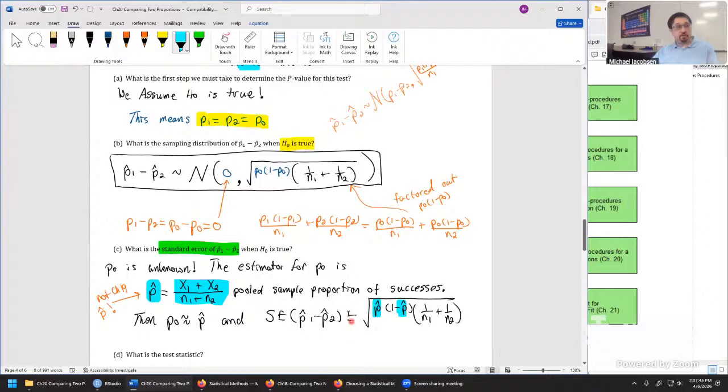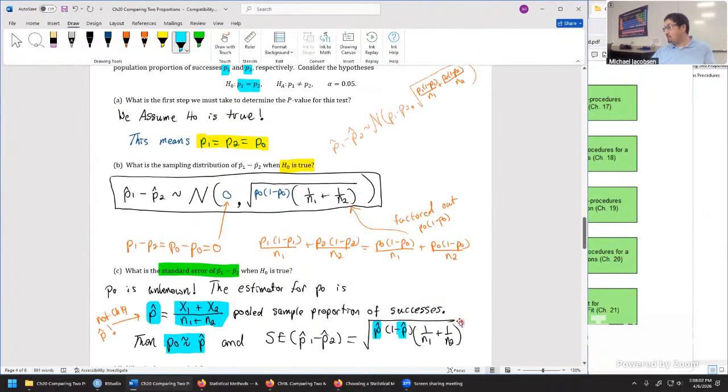And that standard error is just coming from this structure right here. We just make the estimate that P naught is approximately equal to P hat and write it in that way. So once we have that all together, we'll now have the test statistic for testing these hypotheses. But it's quite an adventure to get to this brand new standard error.